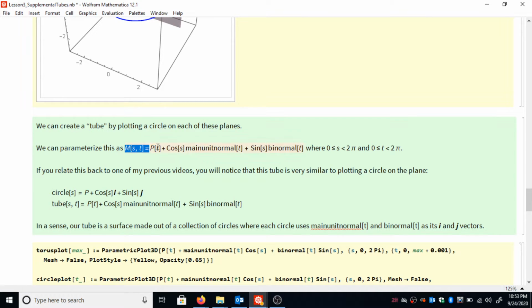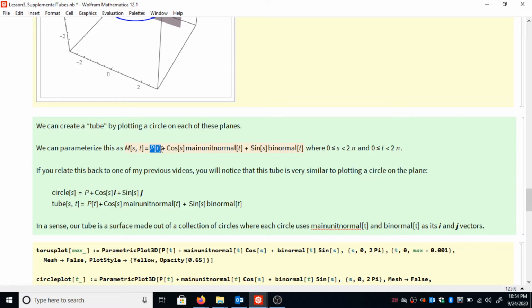So look at this parameterization for this tube. I've got a surface, M of s,t, so look at 2 parameters there, so it's a surface. M of s,t is equal to P of t plus cosine of s times main unit normal of t plus sine of s times binormal of t, where our parameters have some bounds there. And if you dig into this equation, it's basically a starting point plus, now we have cosine and sine for a circle, and then main unit normal and binormal, those are essentially our i and j vectors for plotting our circle onto a plane.